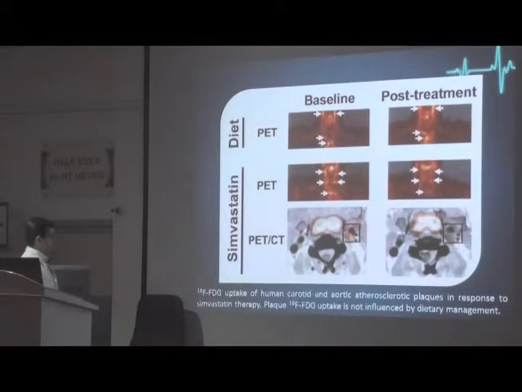This is the F18 FDG uptake of human carotid and thyroidic atherosclerosis plaque in response to simvastatin therapy. The upper one is for the diet: the baseline, the pre-treatment, the post-treatment. It clearly shows that F18 FDG uptake is not influenced by the dietary management. With dietary management, there is not much difference in the pre and post-treatment, whereas with simvastatin therapy, there is a clear difference in the pre and post-treatment images.